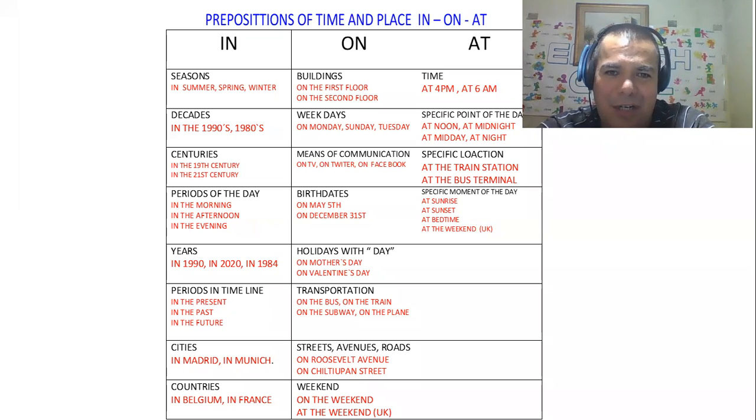So here we have a chart in which I'm showing you prepositions of time and place: in, on, and at. The first one is in, okay, which is the biggest one. And we use in for seasons, decades, centuries, period of the day, years, period of time, in timeline, cities, and also countries. So let's go through them one by one. Seasons, okay, examples: in summer, in spring, in winter. Decades: in the 90s, in the 80s.